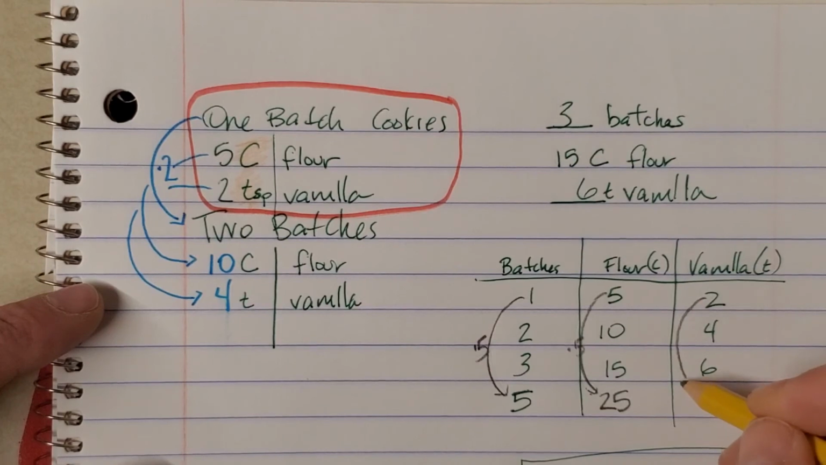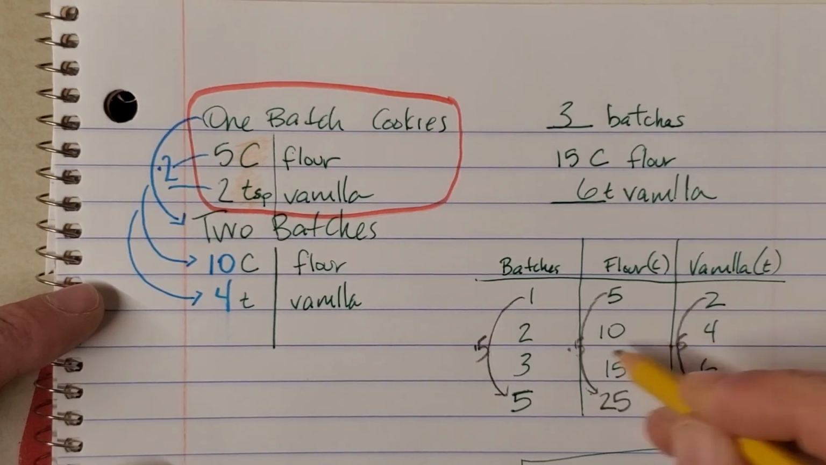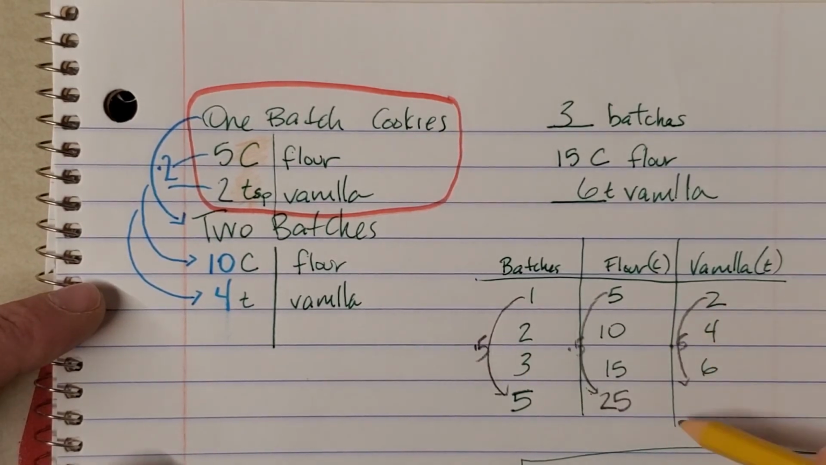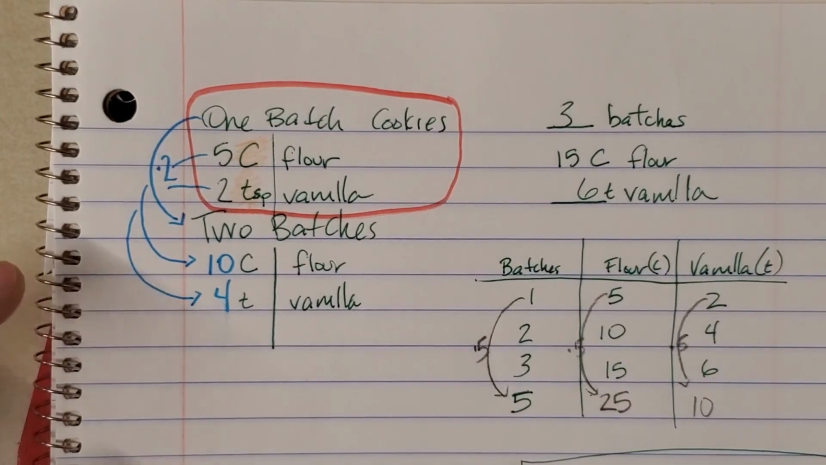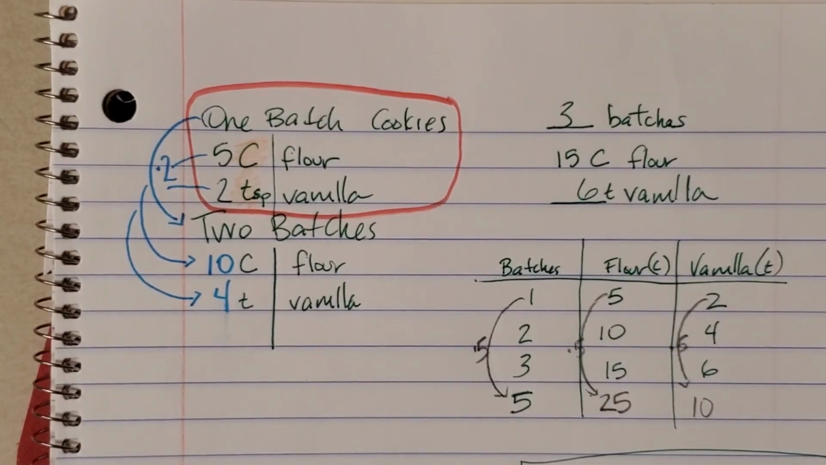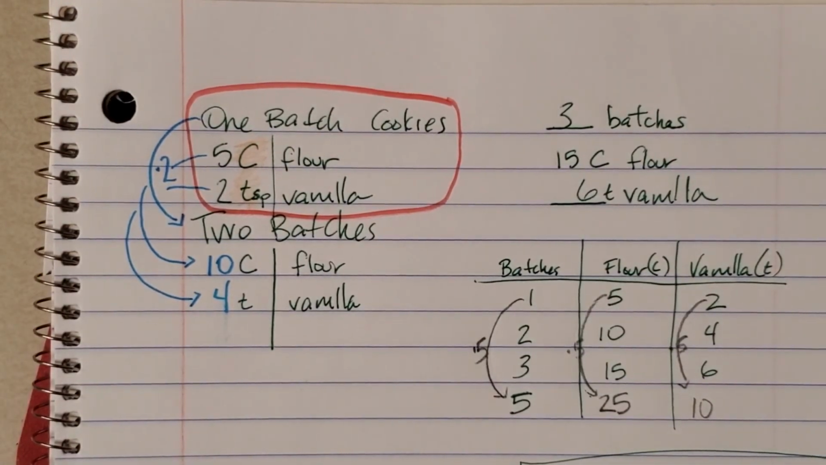Oh, so here I just have to times by 5 also. Proportionate relationships. 2 times 5, 10. Let me just tell you, that's a lot of cookies. I'm not sure we need all those cookies, right?